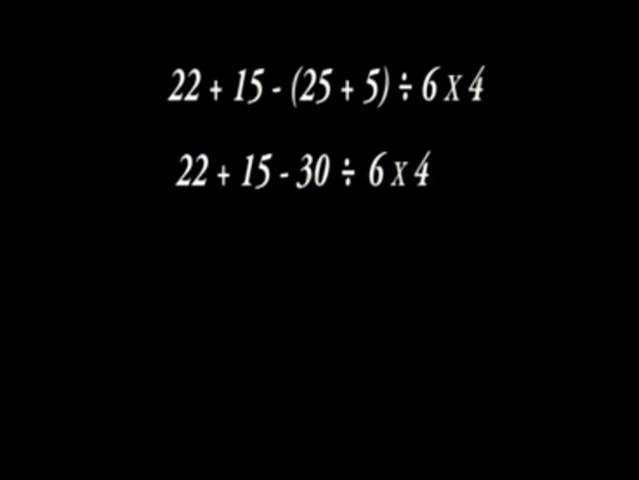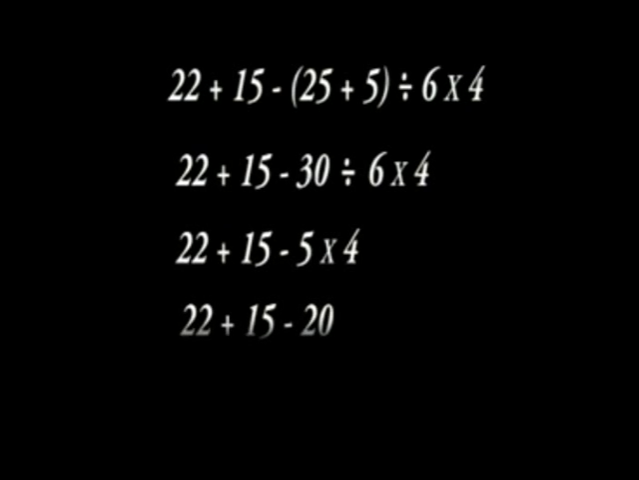We then do the division and have minus 30 divided by 6 giving us minus 5. So we have 22 plus 15 minus 5 times 4. Multiplication follows and we have 22 plus 15 minus 20. Addition and then subtraction will yield the answer as 37 minus 20, which gives us 17.